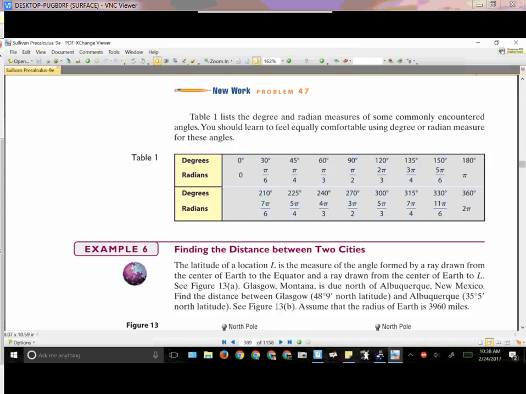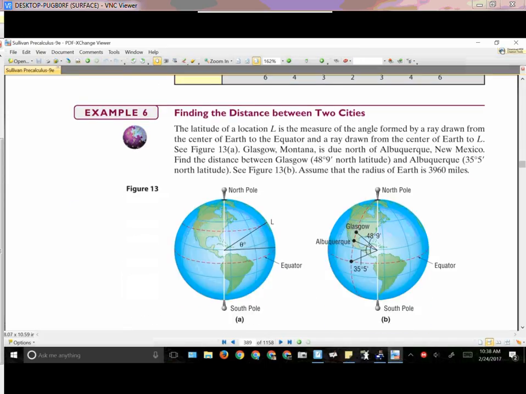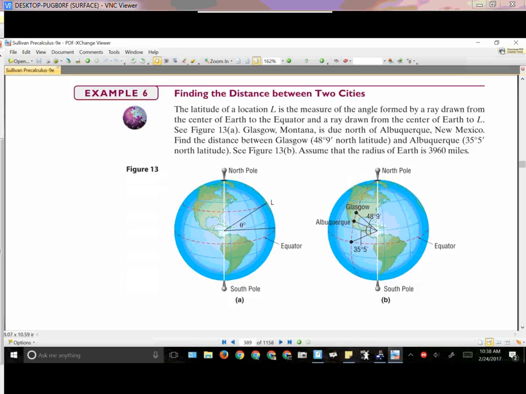Okay, a nice little table there, but there's going to be something that we'll be working with later. Finding the distance between two cities. Okay. You guys have played with latitude and longitude before? I was going to say you aren't part of the Earth is flat group, are you? Okay, good. You're spherical type people, right?